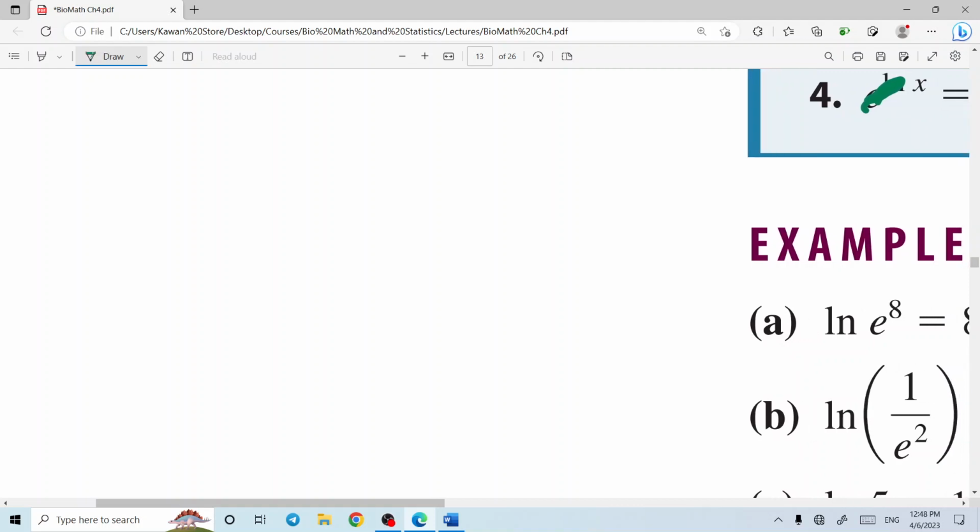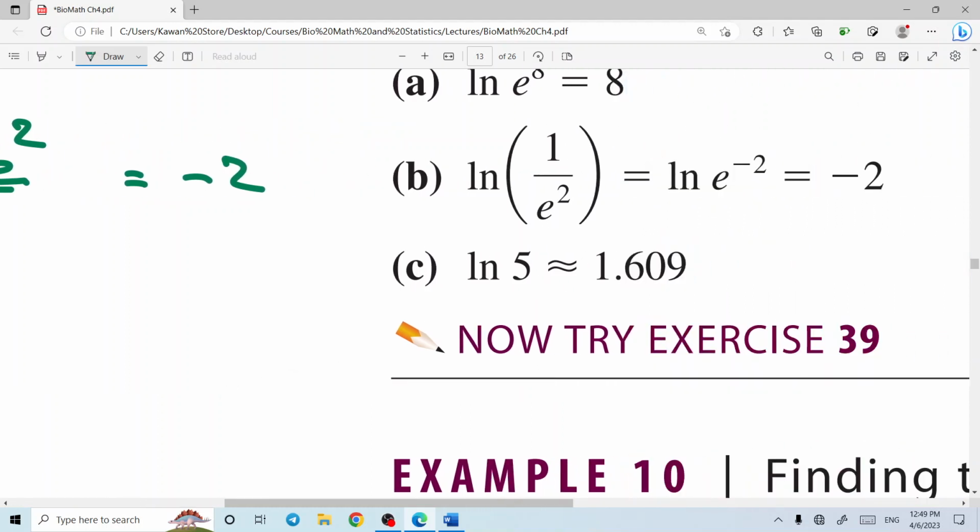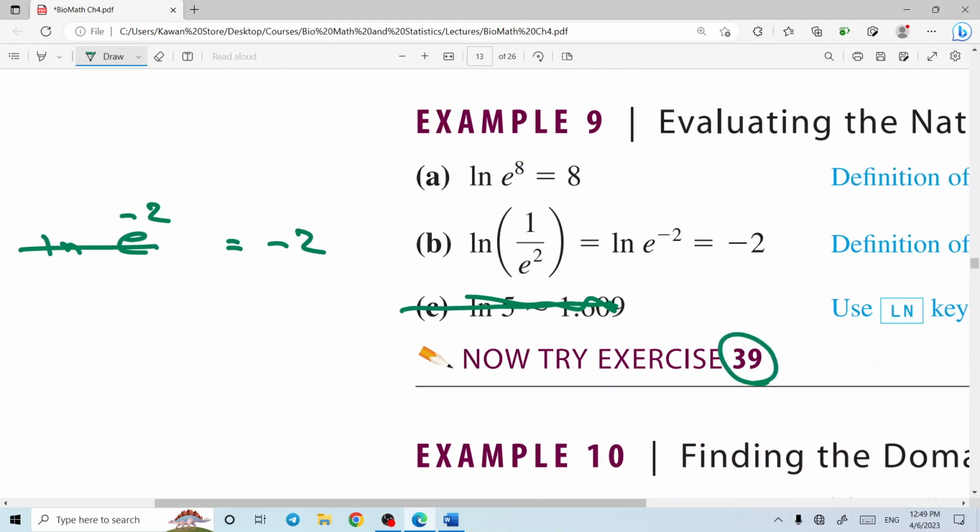B equal to what? Minus 2. How? I say ln of e to the power minus 2. Am I right? Then they will cancel each other. I'll get minus 2. You can see. Clear? C is cancelled because it involves calculators, and I don't like that. Good. So try to solve exercise 39 to be more familiar with the identities.